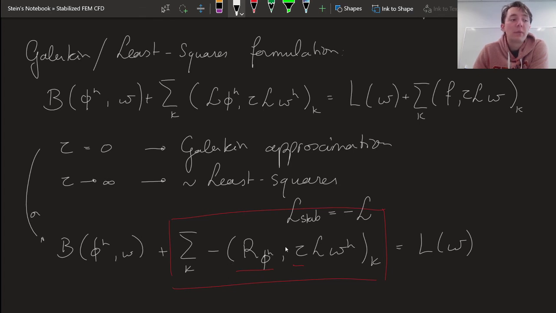and where I motivated SUPG from an upwind or streamlined diffusion perspective, this is something that we can motivate directly from the perspective of a least squares formulation. Yeah, and so all these different stabilized methods have different perspectives on them, but in the end, of course, they look very, very similar.